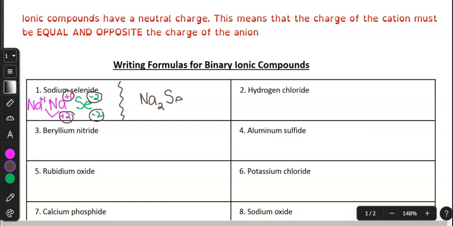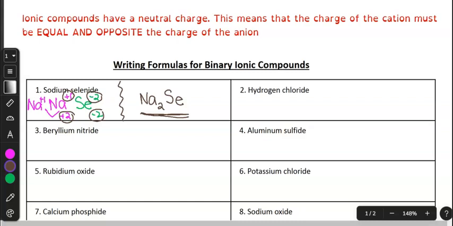So we write Se, like that. And remember, we don't typically write the ones in chemistry. I just put the 1 here by this sodium so that you could see how I got the +2. But this would be the correct formula for the compound sodium selenide.